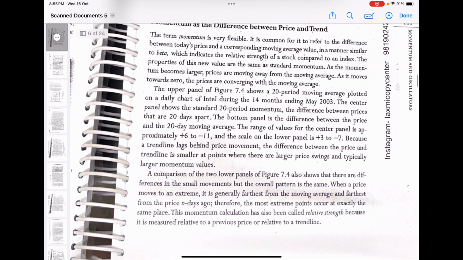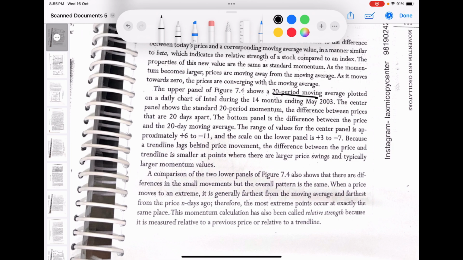Now let's read what's written. The center panel shows the standard 20-period momentum, the difference between prices 20 days apart. If we are talking about a 20-period momentum, then we're clearly talking about the 20-period difference. And the bottom panel is the difference between the price and the 20-day moving average. And we have a range for the same.